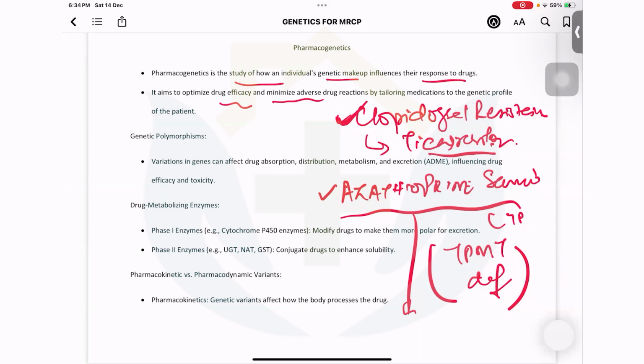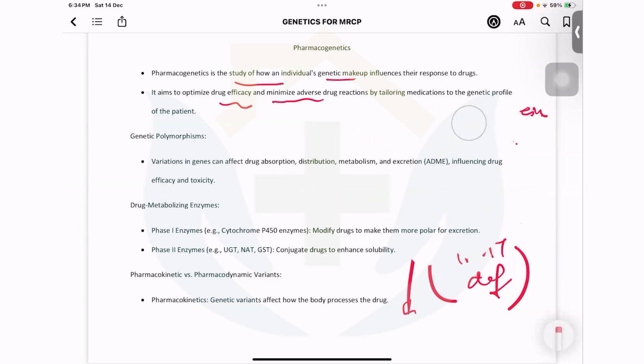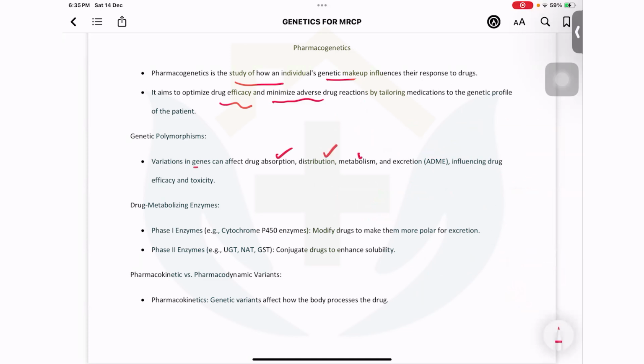So this is another type of genetic variation that just came to my mind. Clopidogrel resistance and azathioprine sensitivity. So variations in genes can affect drug absorption, distribution, metabolism, and excretion, which is called ADME, influencing its effect and toxicity.